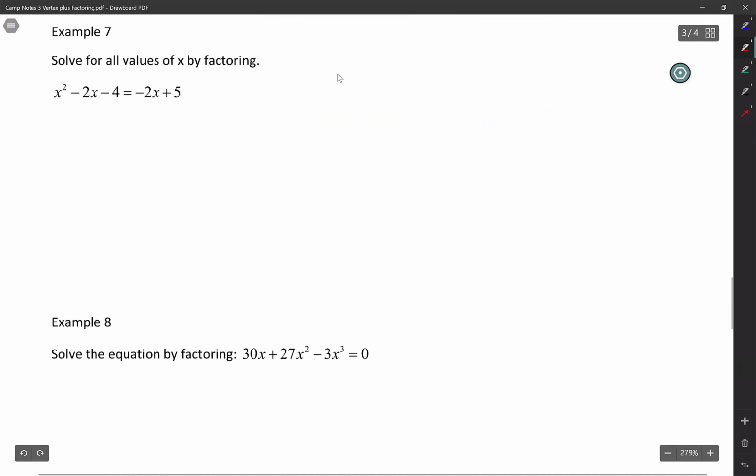Example 7. Solve for all values of x by factoring. So here it is. I'm going to move the 2x to the left-hand side. When I do that, I notice that they're going to cancel out. And then I'm going to move the 5 to the left. And when I do that, I notice x squared minus 9.